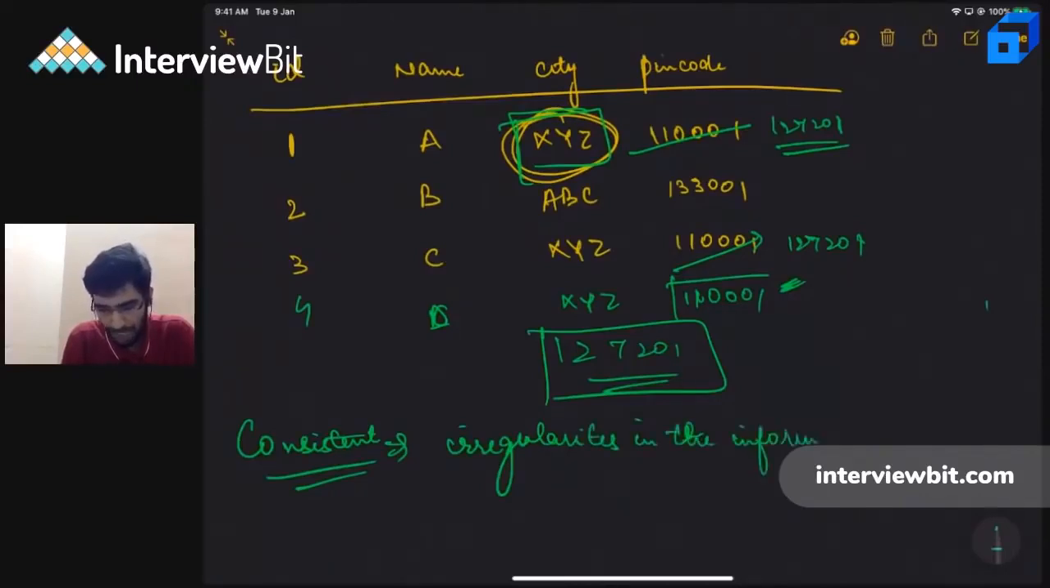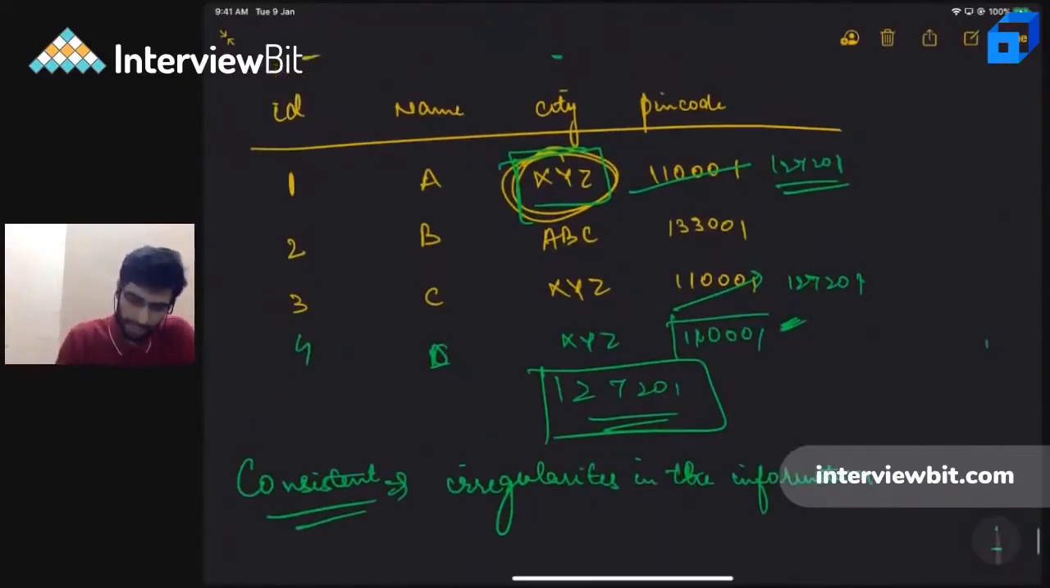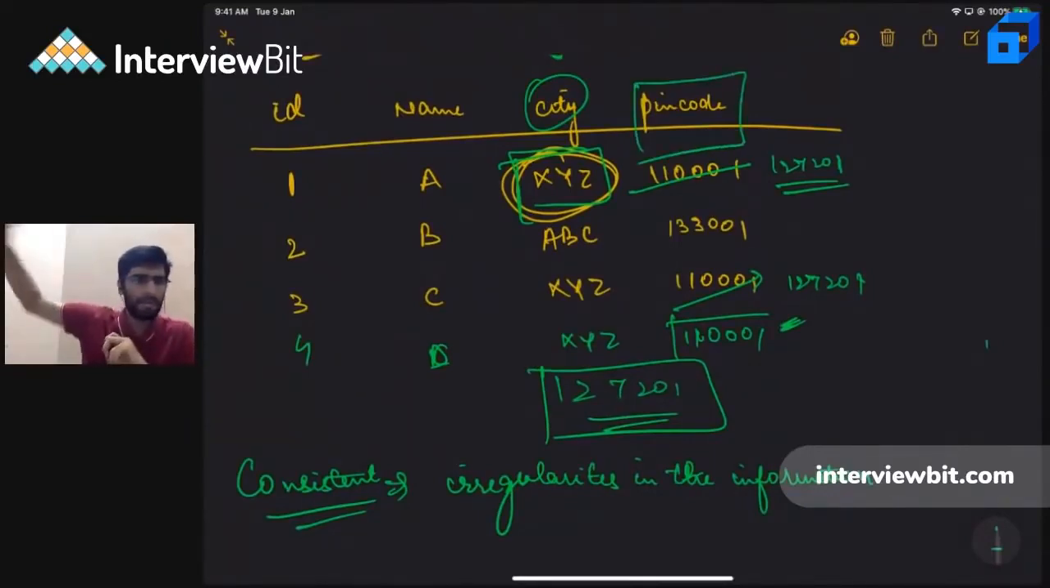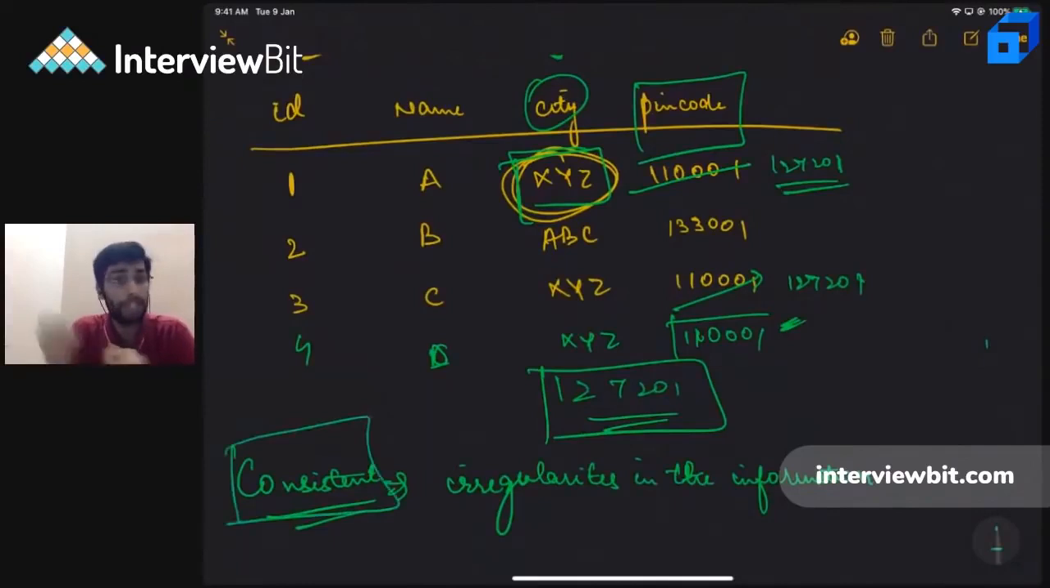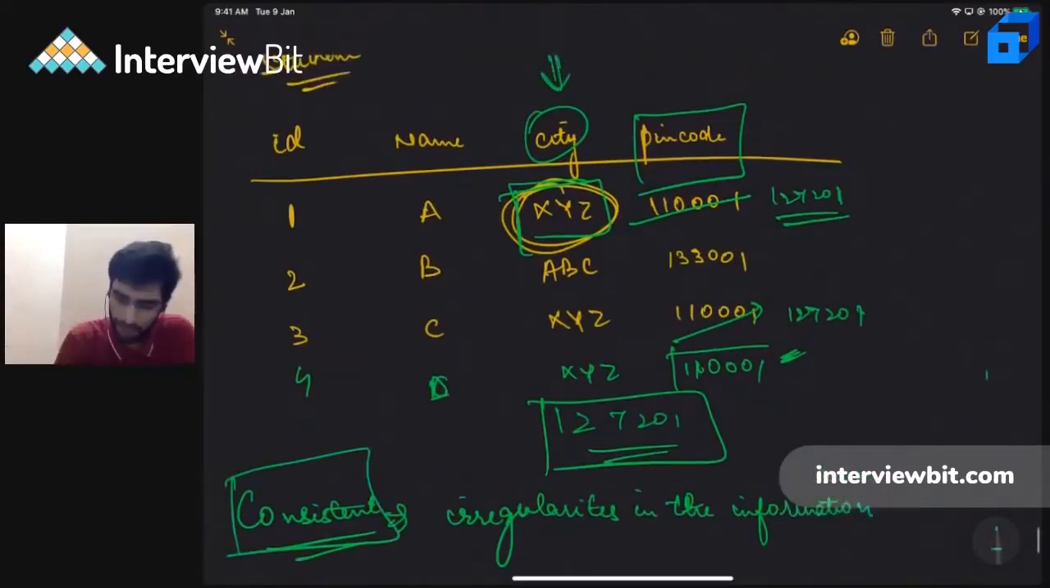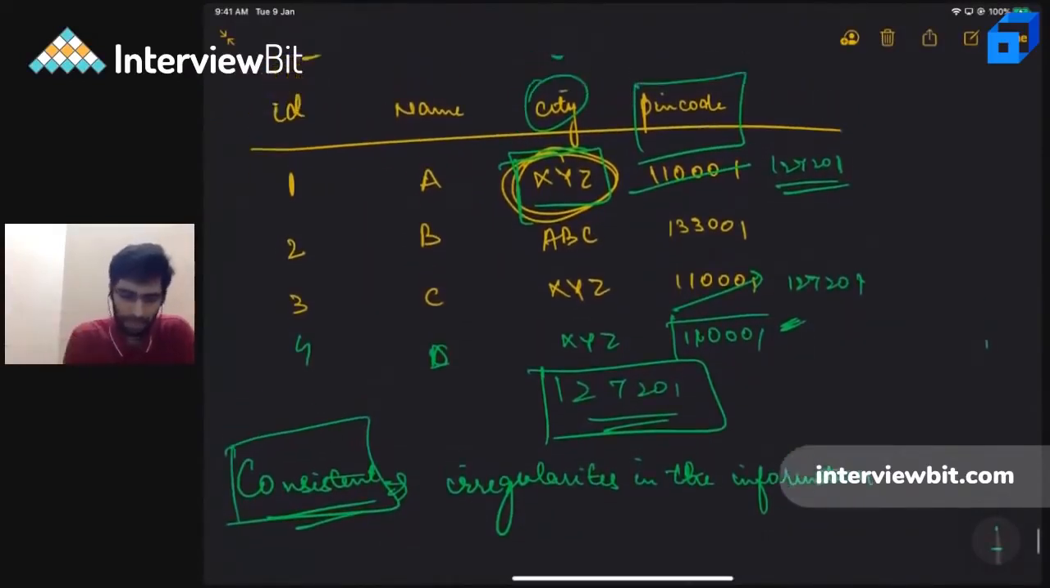So what would you ideally like to have? A city can be recognized just by the pin code, right? So I would ideally like to maintain the pin code and the city name somewhere. If I maintain the pin code and the city name in one place, I can ensure that these consistency issues are reduced to a minimum, right?